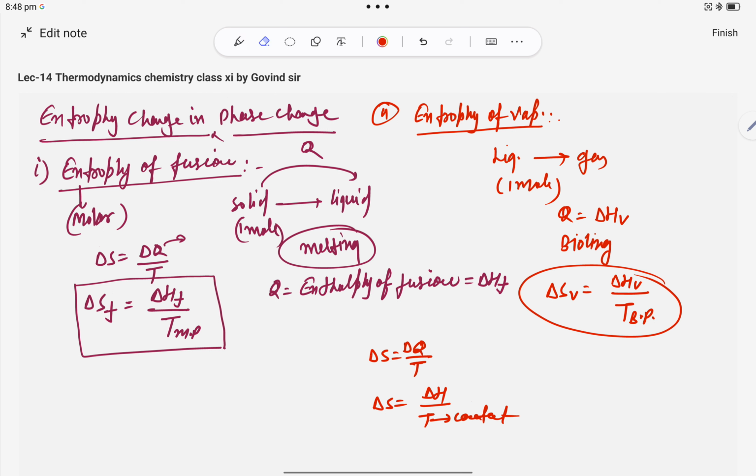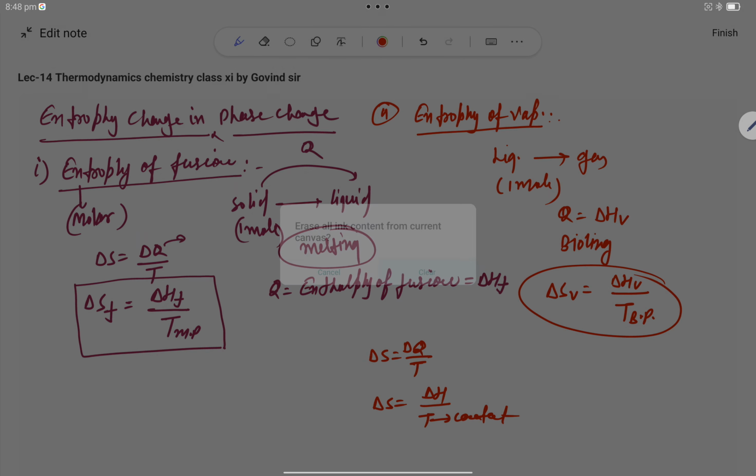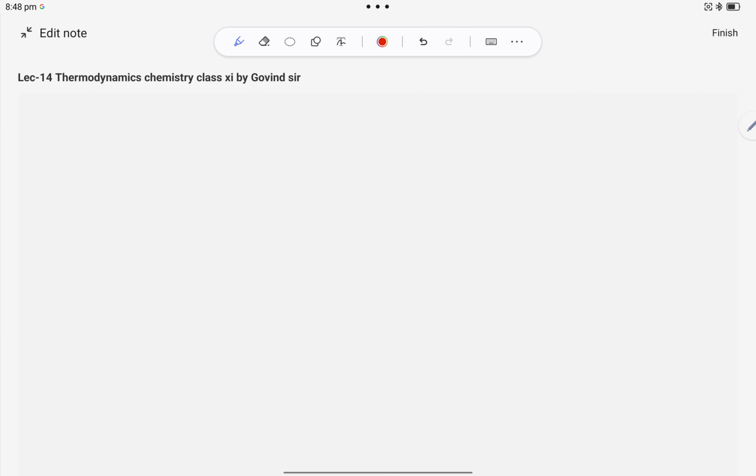So one question we will solve related to this, and we will wind up this process. In the next video we will talk about Gibbs free energy. So in a maximum of 2 lectures we will try to finish it.